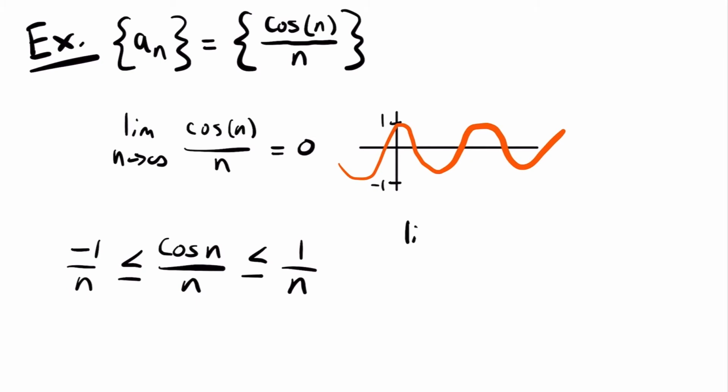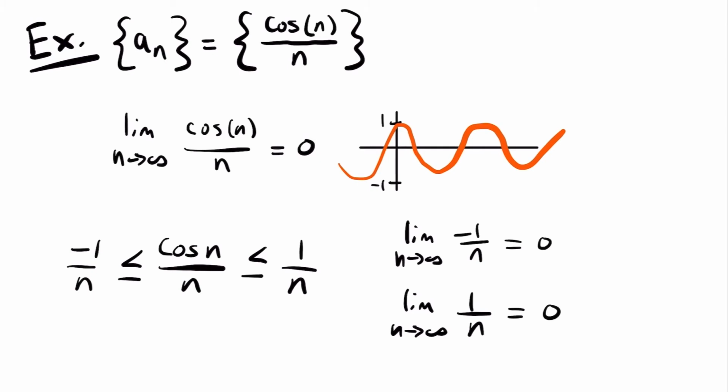We know that the limit as n approaches infinity of negative 1 divided by n will be equal to 0, because as the denominator increases towards infinity, we have negative 1, a fixed value, divided by an increasing value. And so as that denominator gets larger, this whole fraction gets smaller towards 0, and so the limit is equal to 0, and the same will be true for the limit as n approaches infinity of positive 1 divided by n. That will also be equal to 0. As that denominator gets larger towards infinity, that whole fraction gets smaller towards 0.